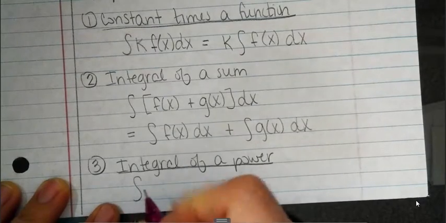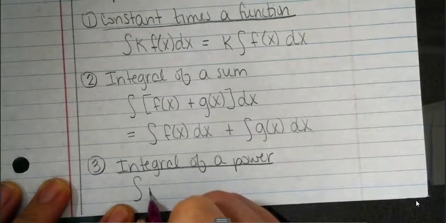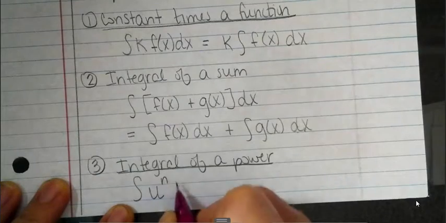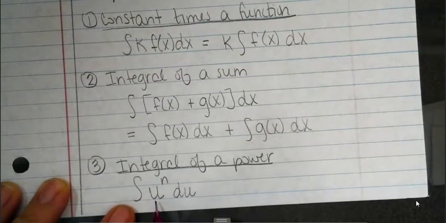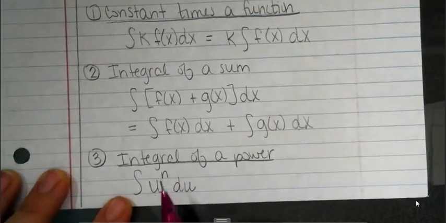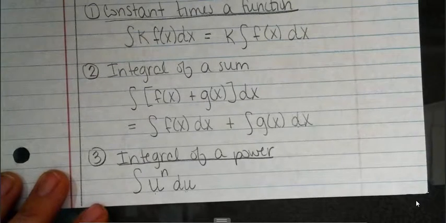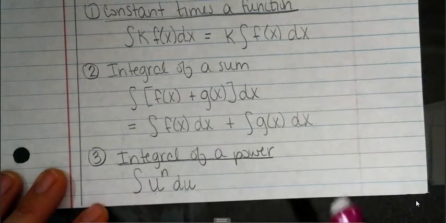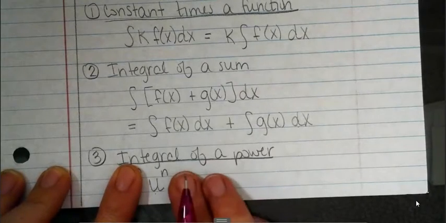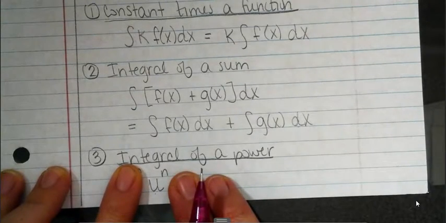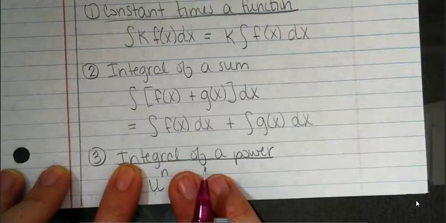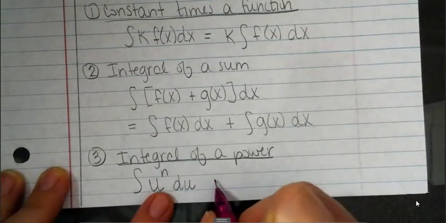Okay, so if I take the integral of, for example, u to the n du, because u was my input, I'm taking the derivative with respect to u. When I do the antiderivative, let's think about the power rule. When we did the derivative for the power rule, I'd bring the n down, and then I'd subtract 1 from n. Well, the antiderivative is the opposite of this, and you guys have already explored this.